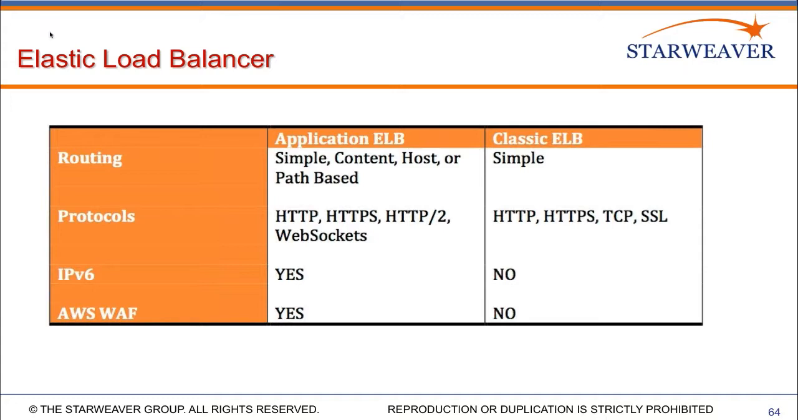It supports HTTP, HTTPS, and the new HTTP version 2 and WebSockets. Okay. It does allow you to use IPv6 addresses, and it does support the AWS service known as WAF, which stands for Web Application Firewall. This means you could do application filtering on the ELB. So, for example, you could filter out SQL injection attacks, cross-site scripting attacks, and things like that. Again, this is not available on the classic ELB, but is available on the application ELB.